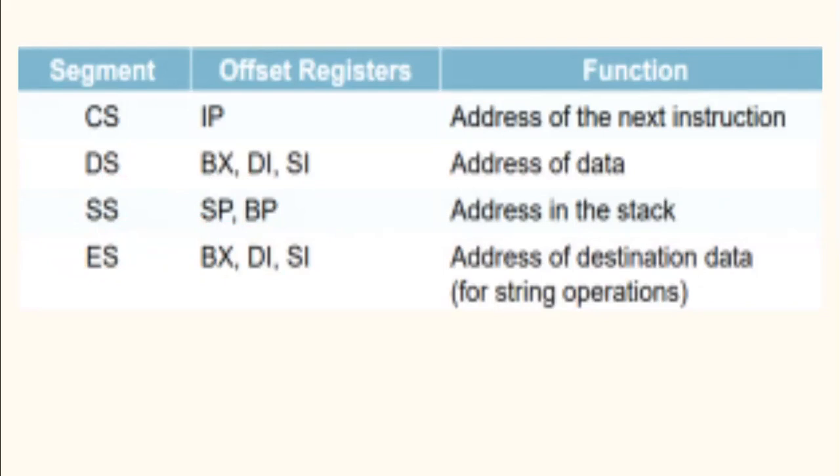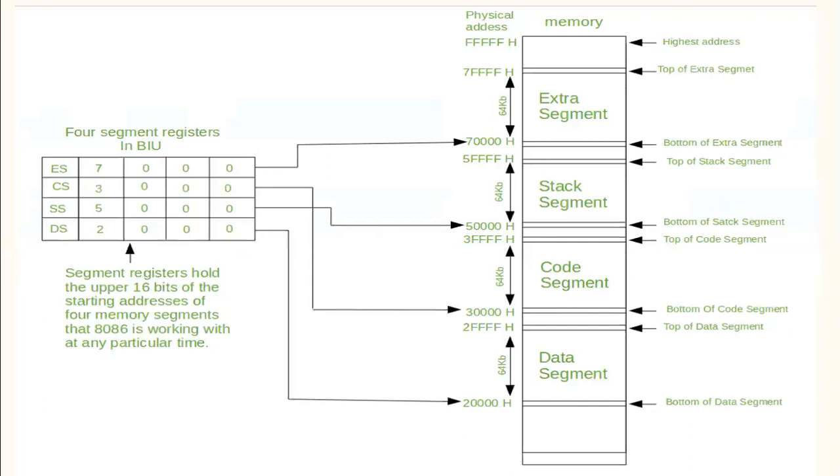Now, what is this base and offset address? That we will see in the last slide. Now, let us understand how the memory segmentation is done. To understand the concept of these segments and their addresses, let us take an example of a classroom. Listen very carefully. There is a classroom.